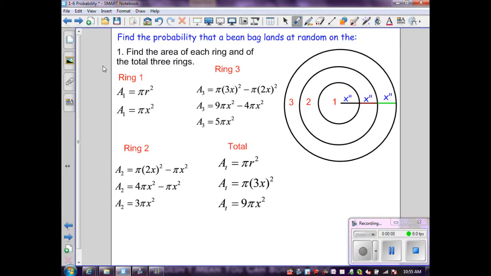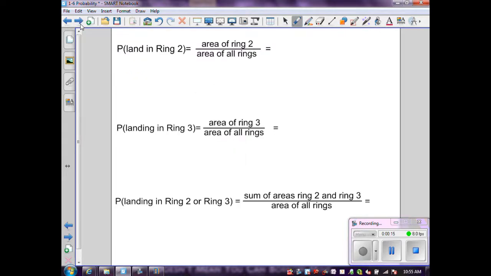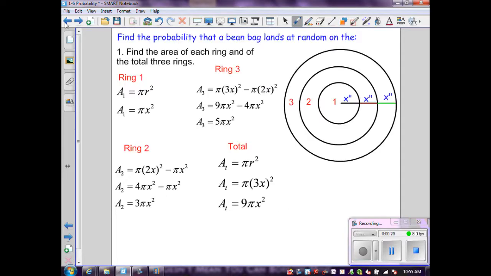Our next example, they want us to find the probability that a beanbag lands at random on one of the following rings. Well, what's the procedure to do this? Number one, we have to find the area of each ring and of the total 3 rings. So the way I started was area of ring 1. We know that the area of a circle is pi r squared. The area of ring 1 would be pi x squared because the radius is x. That is what I have listed A1 to be. A1 equals pi x squared.